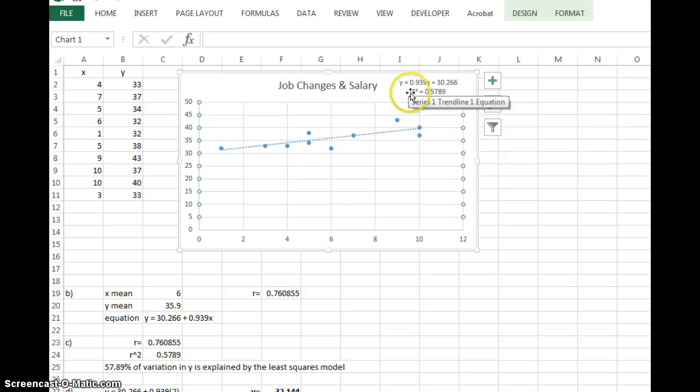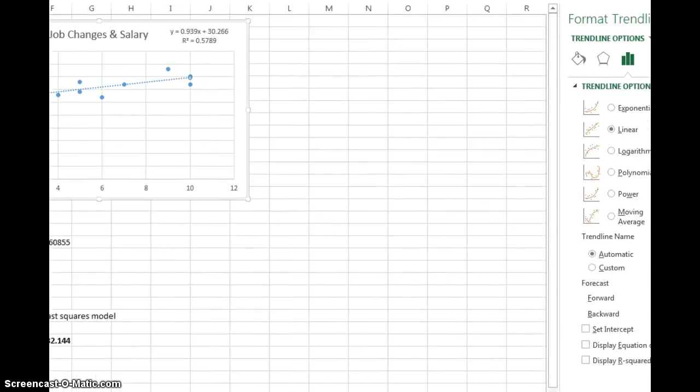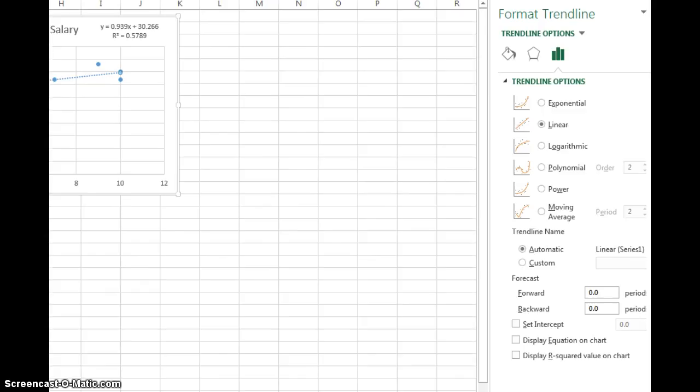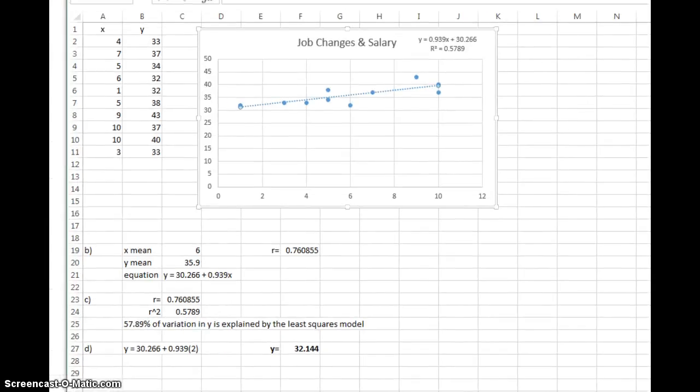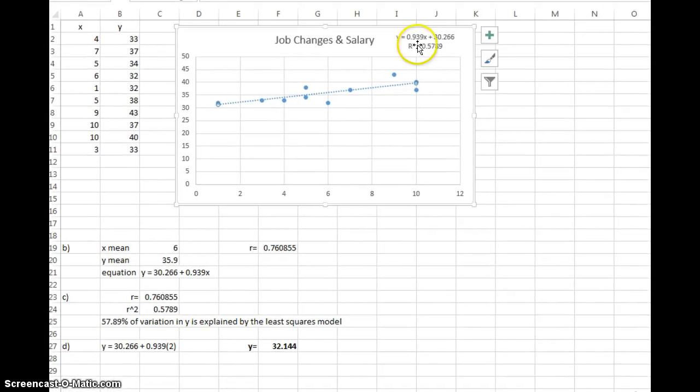And then you want this information to show the equation of the line and the coefficient of determination, R squared. And when you bring up the options to format that trend line, there should be your options to display the equation and display the R squared value. And I already had those displayed and moved them up to the top there.